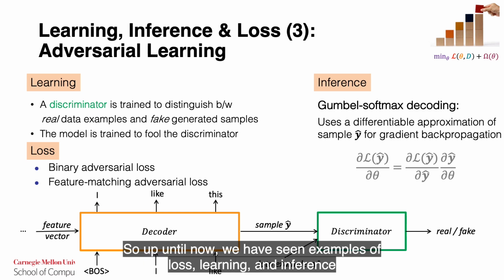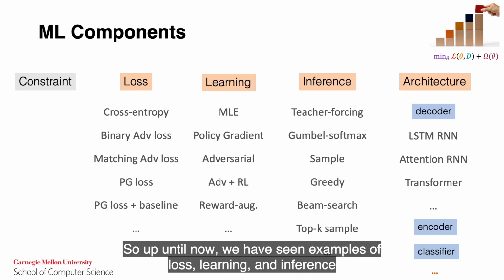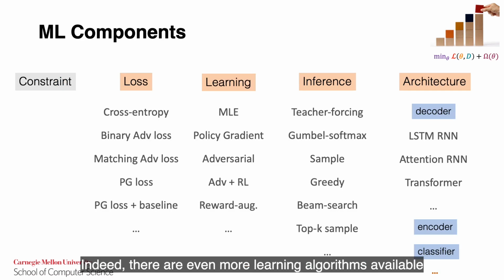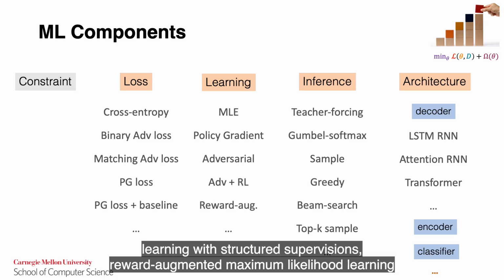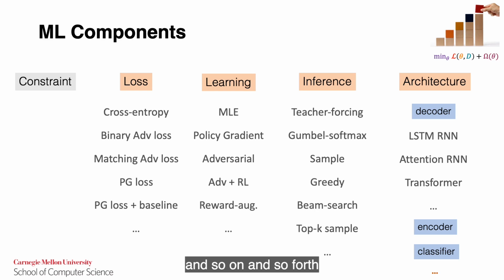So up until now, we have seen examples of loss, learning, and inference. Indeed, there are even more learning algorithms available, such as a combination of adversarial and reinforcement learning, learning with structured supervisions, reward-augmented maximum likelihood learning, and so on and so forth. And it is the same with inference and loss. And finally, let us talk about the constraints.